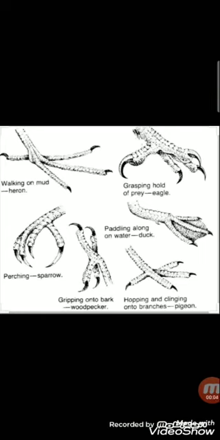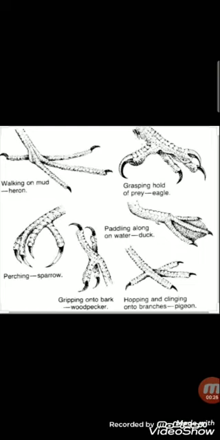Children, now you can easily guess what is our next topic, what we are going to revise next. It is feet. We are going to learn or recapitulate about feet. In the picture here, many types of feet of different birds are given. So let's start.